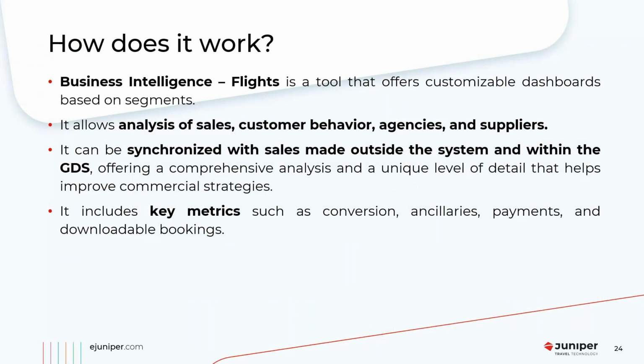We also have the business intelligence flight module, a tool that offers customizable dashboards based on segments, allowing analysis of sales and the behavior of customers, agencies, and suppliers. It can be synchronized with data outside the system and within the GDS, offering comprehensive analysis and a unique level of detail not available in GDSs like Amadeus or IATA, for example, which can be used for purposes such as rappels and improving commercial strategies. It also includes key parameters such as conversion, ancillaries, payments, and downloadable bookings.